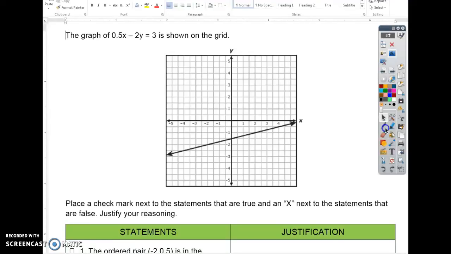Okay, for this page, I'm sure you guys remember how to do the justification papers. We've done them before. I'm going to help you with number 1, to start you off with number 1 in the front and number 1 in the back. So we're going to start with this one.